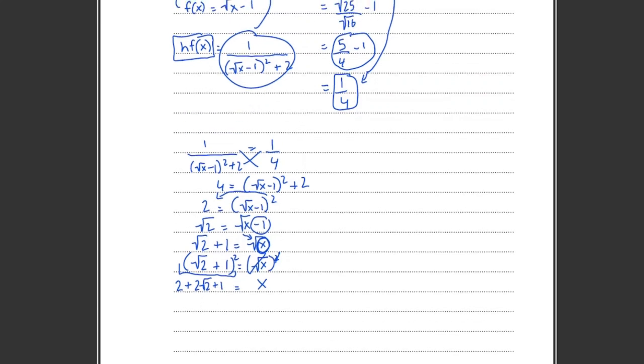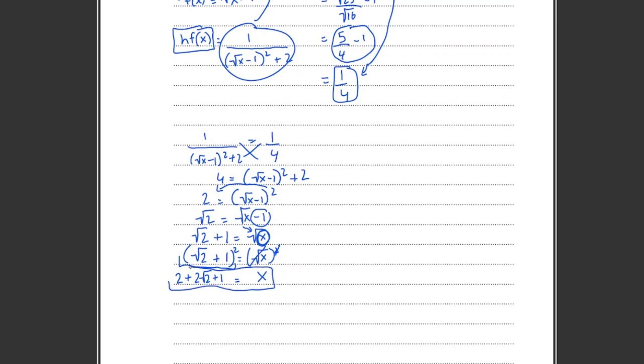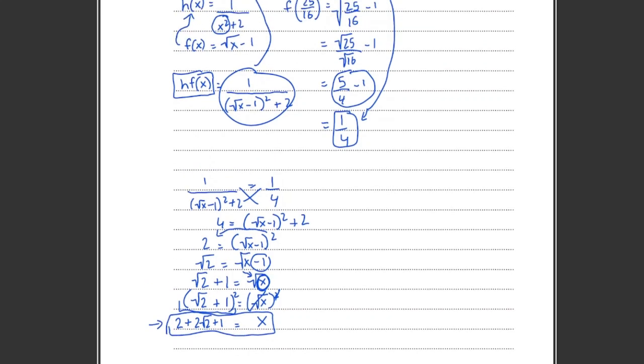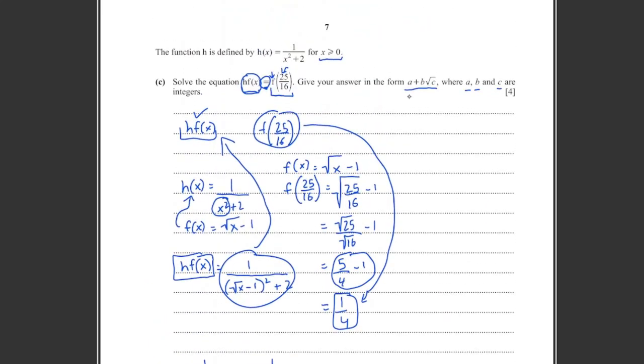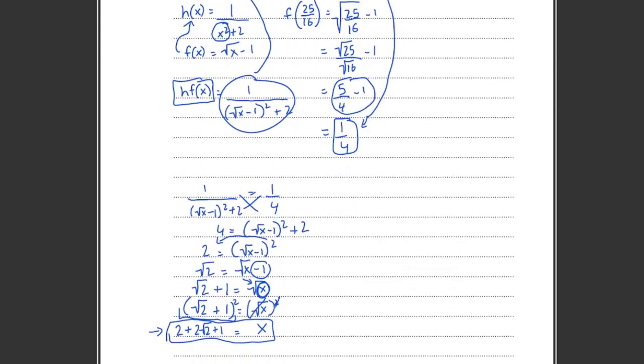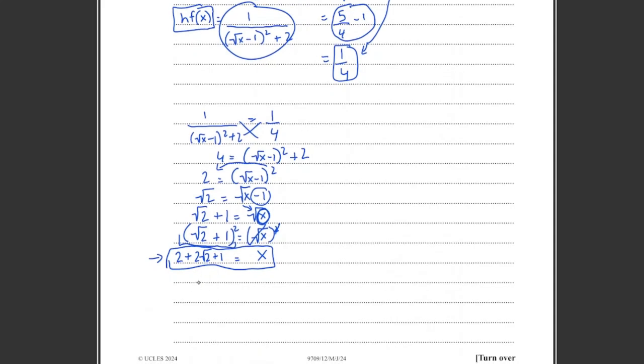So I think this is my final answer, because I can't do anything with this equation right here anymore. If I go up to my question statement, it says that I need to give my answer in the form a plus b under root c. Okay, so what I can do is I can simplify this.